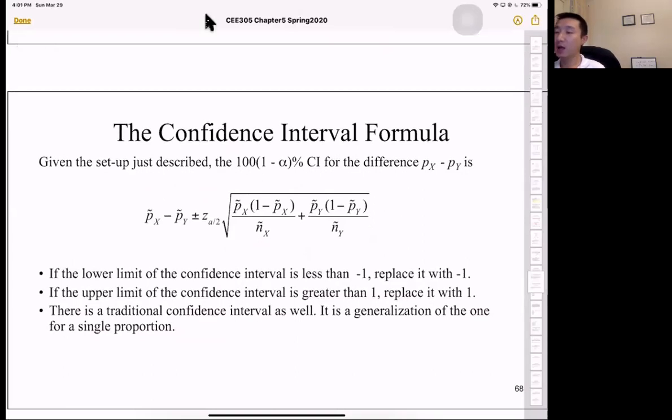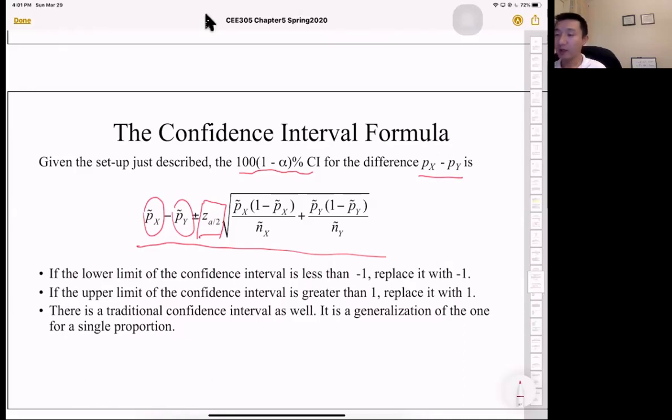And the confidence interval for the difference between the two proportions is shown here. For any level of confidence, the interval for Px minus Py is this. Again, this is modified Px as we showed in the previous slides, and modified Py. This is z half alpha from table 8.2. And this is modified n.